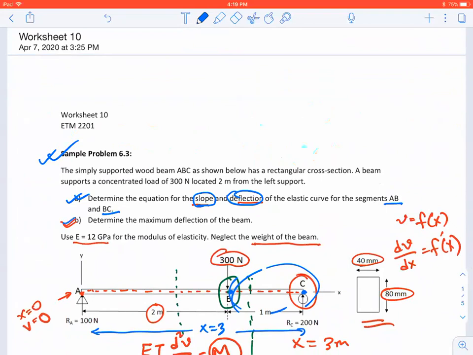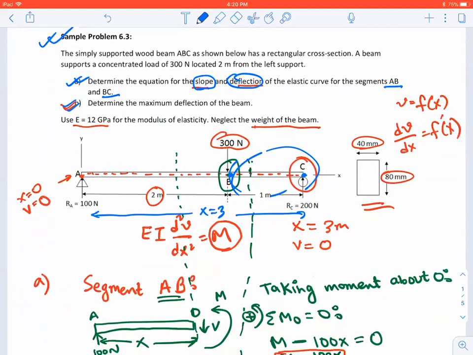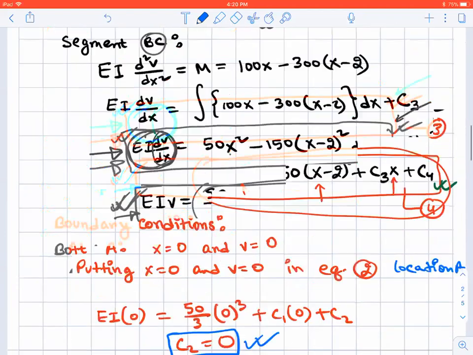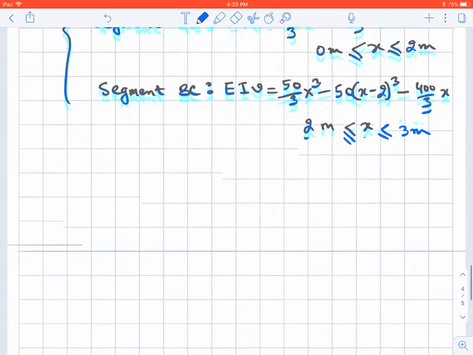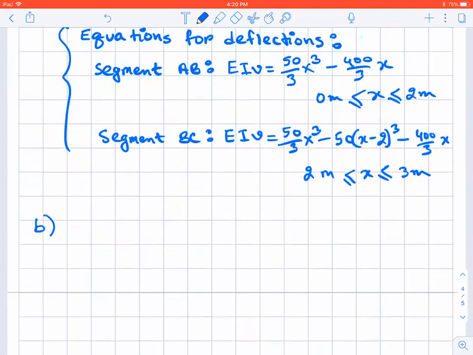Now in the second part, it's asking what the maximum deflection of the beam is going to be. Now I do not know where the maximum displacement will be. But if you consider this beam to be bending, so if this is my beam, I'm in part B now. This is my beam.